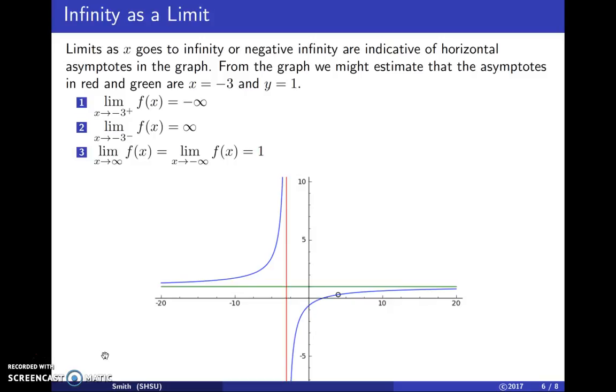That red asymptote is telling us that we're going to get answers of minus infinity and infinity. However, the green horizontal asymptote tells us that as x goes to infinity, the output is going to some finite number, in this case 1. As x goes to positive infinity or minus infinity, the limit here is going to be 1. The red vertical asymptote is going to give us an answer of infinity or minus infinity. The green horizontal asymptote is going to be a limit as x goes to infinity.